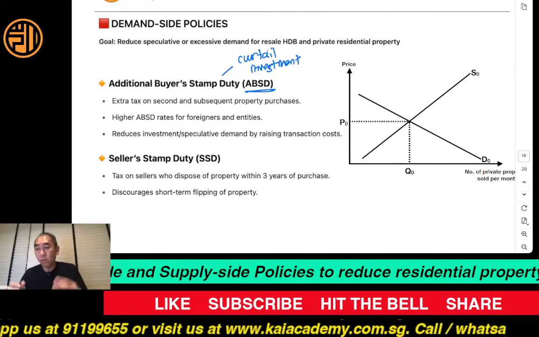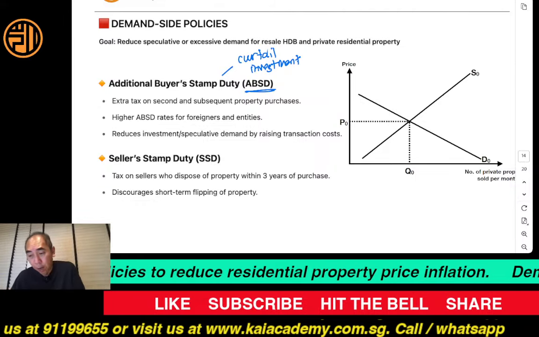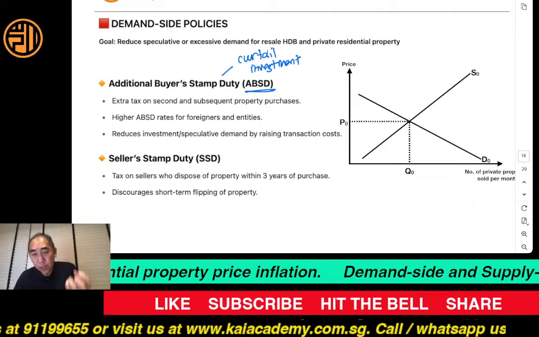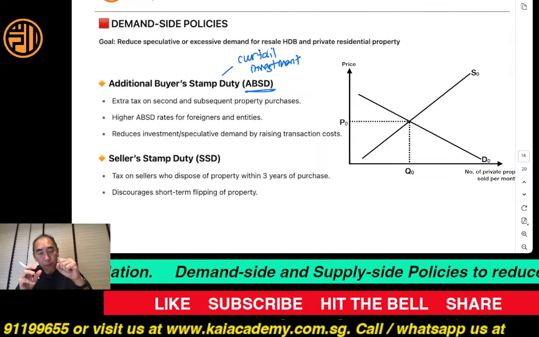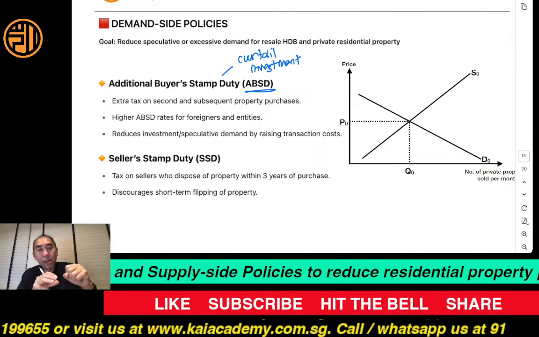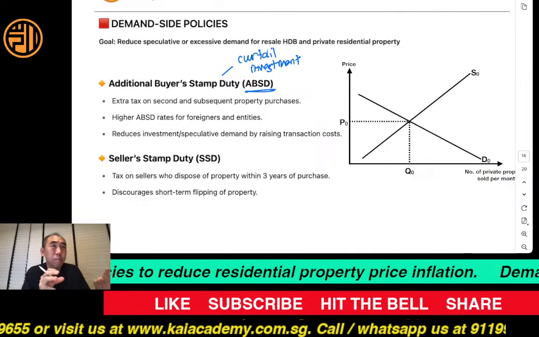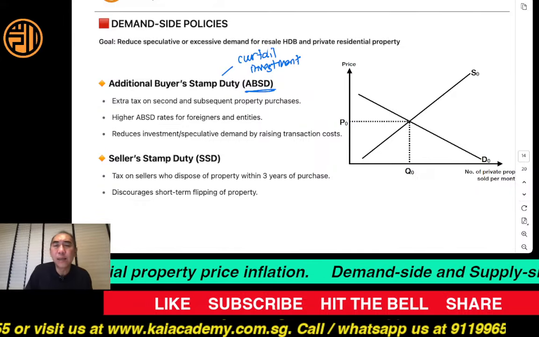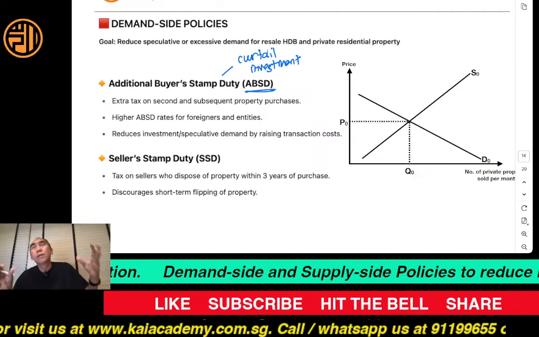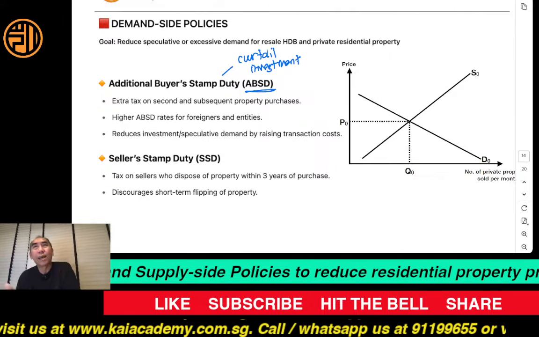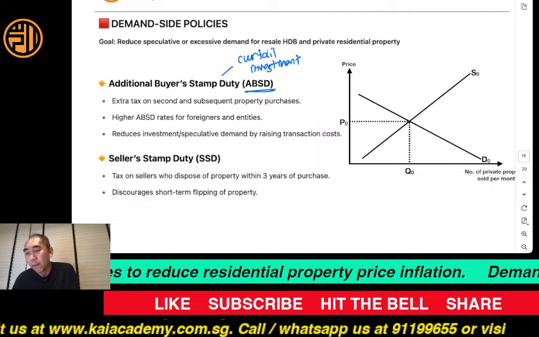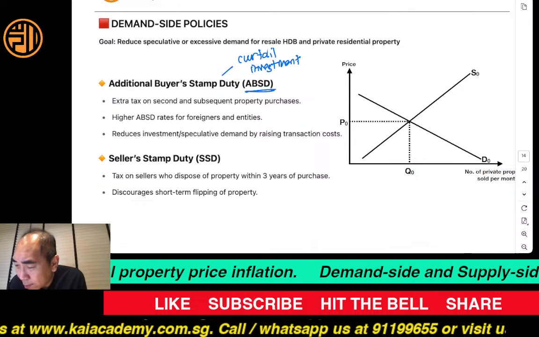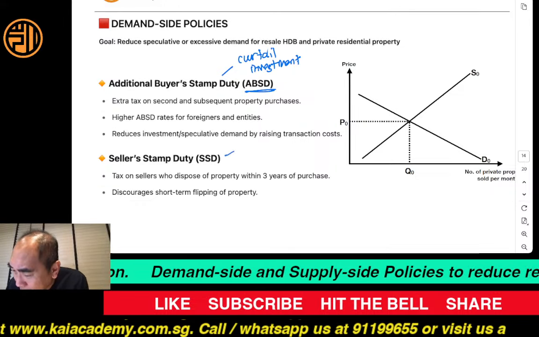Now then the government says, well, I'm going to tax you an additional amount of money of 20%, right, to buy a second property. So does it curb speculative demand? To some extent it does, right? But at the end of the day, it's targeted at people owning second homes or third homes or onwards. Now what really targets speculative demand, right, is actually this thing called the SSD.